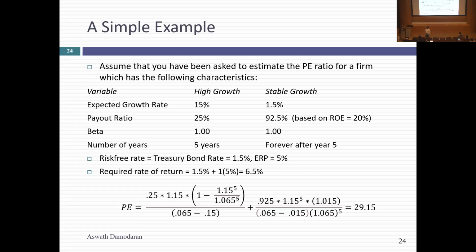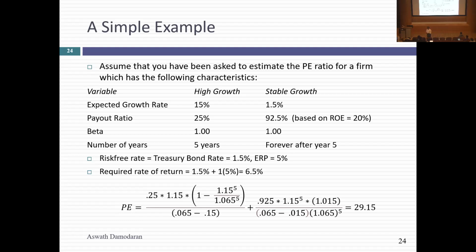Here's all I did. I went back to the previous page, you remember the equation, and plugged in the numbers for this company. 25% payout ratio, 15% growth rate, 6.5% cost of equity during the high growth phase; 92.5% payout ratio, 1.5% growth rate, and a 6.5% cost of equity in the stable growth phase. Stay with those numbers and I get an answer of 29.15. You're saying, what does that 29.15 even tell me? If this company were priced using an intrinsic value model, so think of this as an intrinsic PE for the company, the PE ratio for this company should be 29 times earnings.